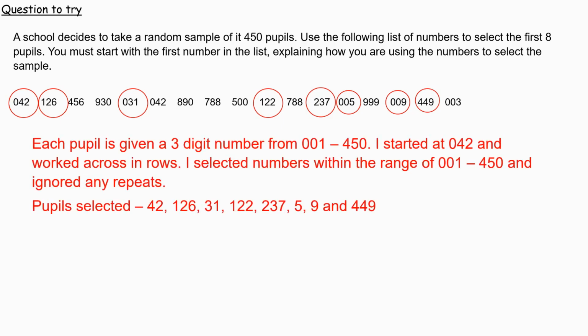And again, this is how we've done it. We've given each pupil a unique 3-digit number from 001 to 450. I started at 42, worked across in rows, selecting the numbers within the range 001 to 450, and ignored any repeats.